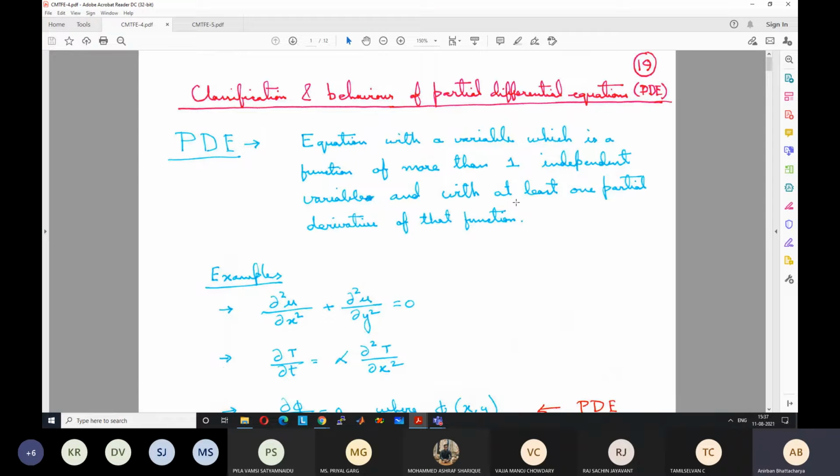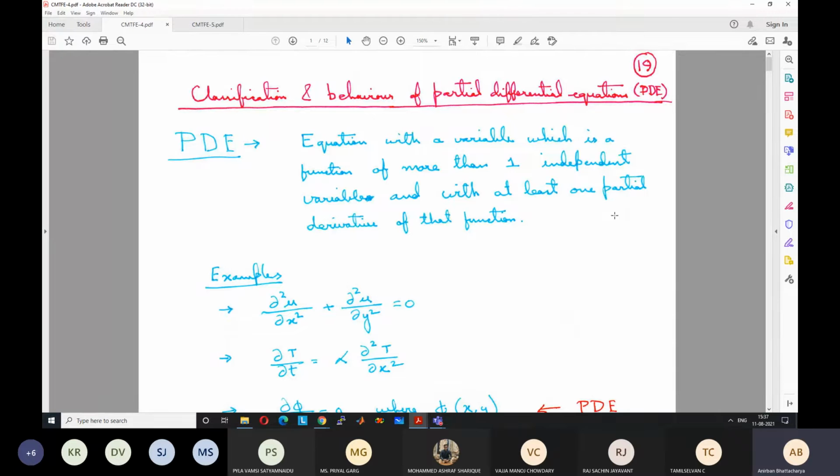classification. In case you have forgotten what PDEs are, you must have studied them in the beginning of your engineering, or in the beginning of your bachelor's. But in case you have forgotten, let us just revise once about PDEs. So PDEs are equations with a variable which is a function of more than one independent variable. At least two independent variables.